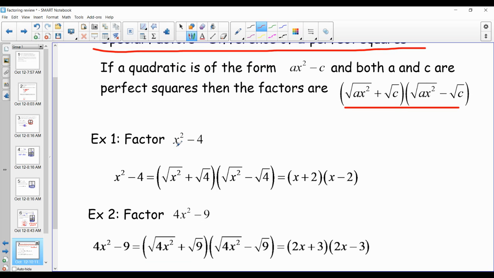So here's an easy one. X squared minus 4. X squared, anything squared is a perfect square because the square root of something squared is just that number. 4 is a perfect square. Difference means subtract. We have subtraction. So x squared minus 4 is the square root of x squared plus the square root of 4 times the square root of x squared minus the square root of 4. The square root of x squared is x. The square root of 4 is 2. So we get x plus 2, x minus 2. Again, if you FOIL this out, you will get x squared minus 4.